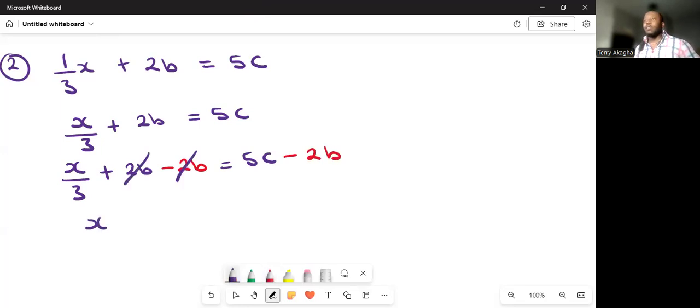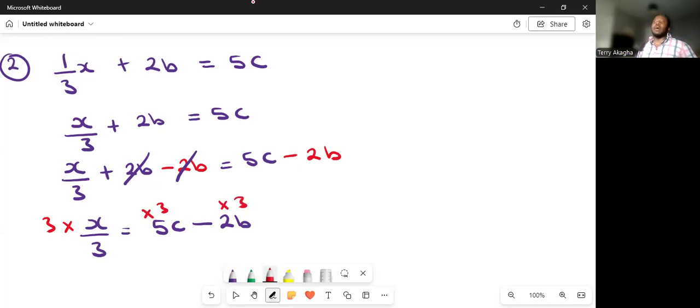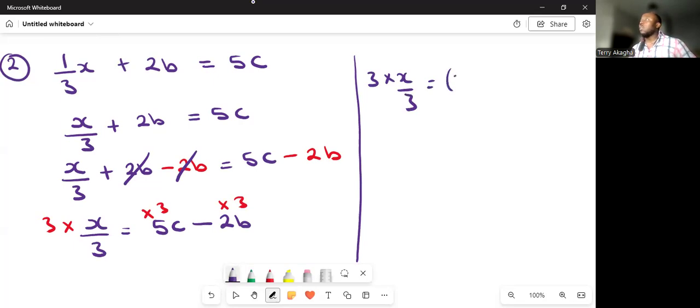So you're going to have x over 3 is equal to 5c minus what? 2b. Now, to get rid of this 3, I have to multiply both sides by 3. So that means if I multiply this by 3, I have to multiply this by 3. I also have to multiply this by 3. And then this is going to give us 3 multiplied by x over 3 is equal to 3 times 5c minus 3 times 2b.